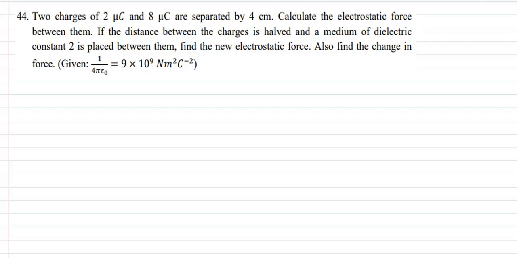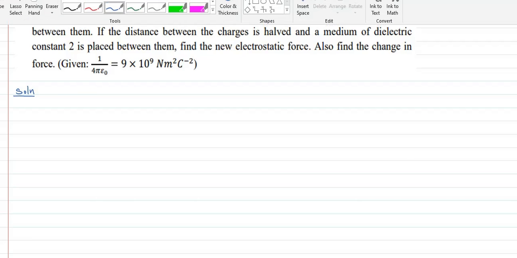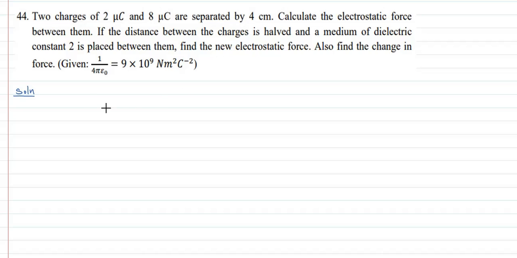Students, in this video we will see numericals from the model question paper. The first one is the 44th question. There are two charges, 2 microcoulomb and 8 microcoulomb, separated by a distance of 4 centimeters.